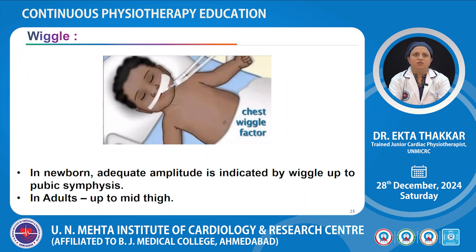Wiggle: in a newborn, adequate amplitude is indicated by a wiggle up to the pubic symphysis. In an adult, it is up to the mid-thigh.